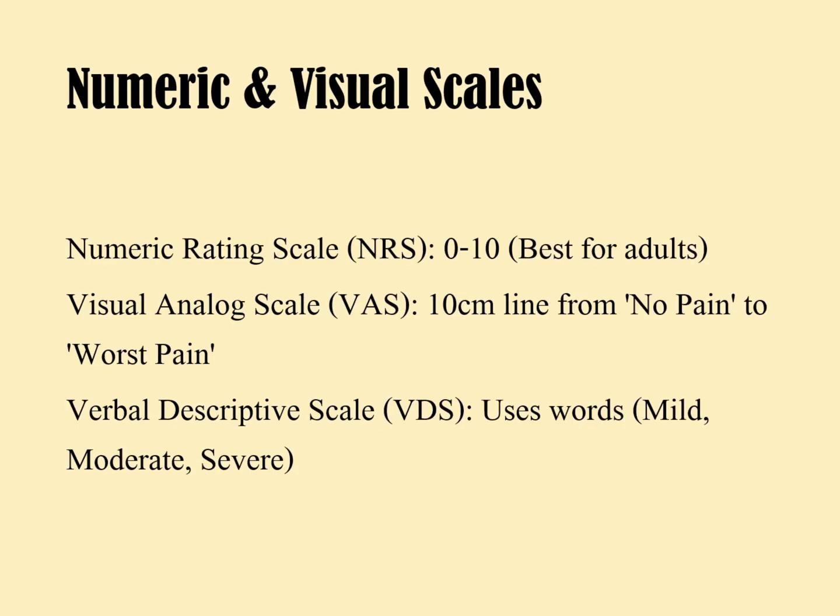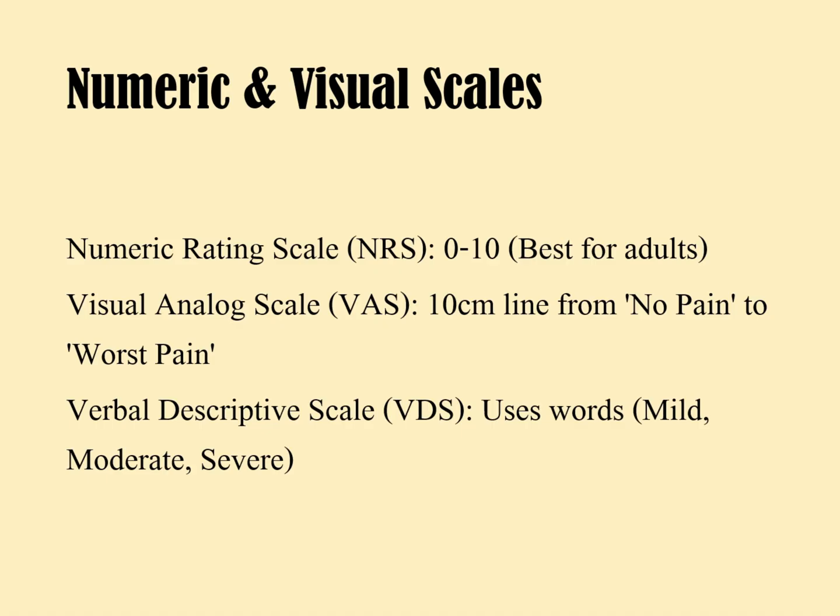Numeric and visual scales. Selecting the right scale is half the battle. The numeric rating scale, from 0 to 10, is the standard for most adults. For those who struggle with numbers, the visual analog scale uses a simple 10-centimeter line on which the patient marks their pain level. Alternatively, the verbal descriptive scale allows patients to use words like mild, moderate, or severe to communicate their needs.